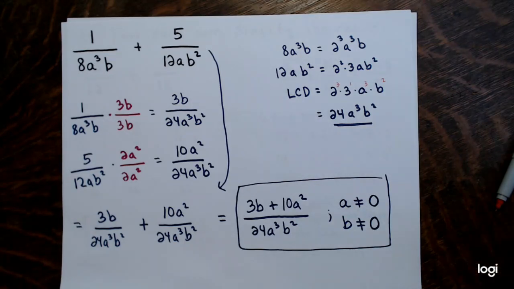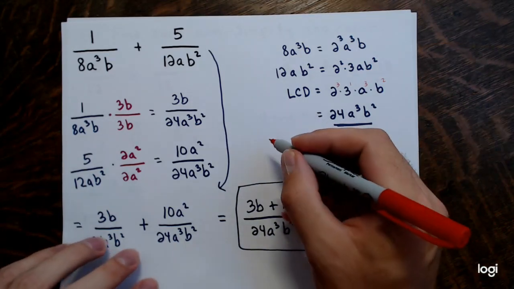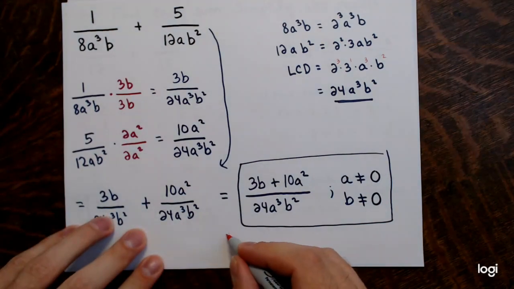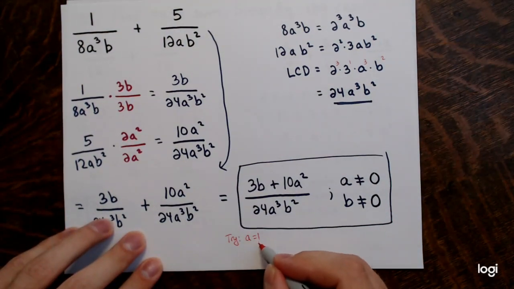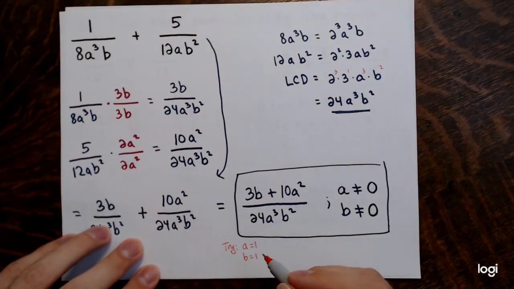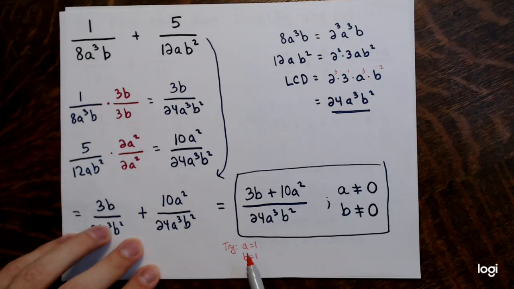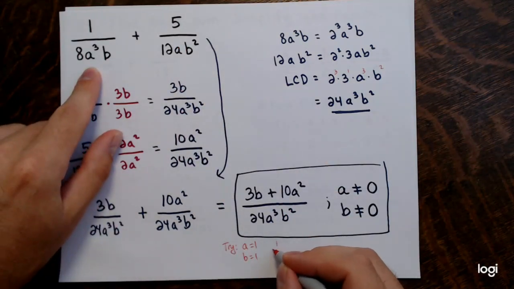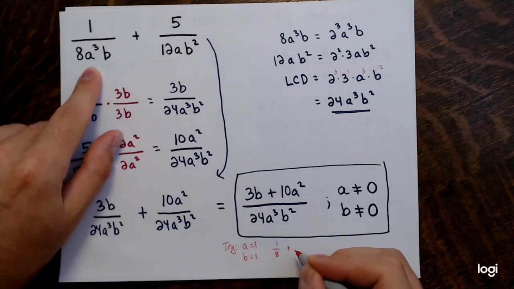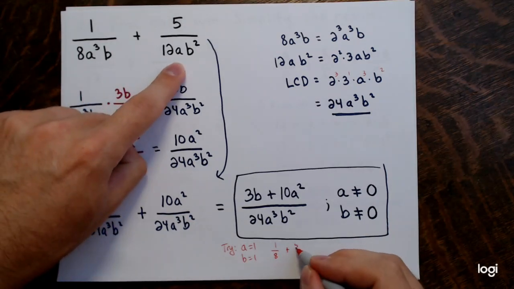I'll do one little test here. Let's say we were to try, how about a equals 1 and b equals 1? Now again, they can be any values you wish. Try multiple. There are infinite possibilities. Try a equals 5 and b equals 7, and you'll see that this fraction plus this fraction equals this fraction. Well, let's see. When a is 1 and b is 1, the first fraction is 1/8 plus the second fraction would be 5/12.